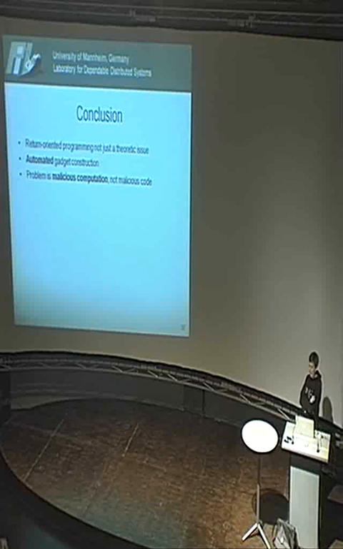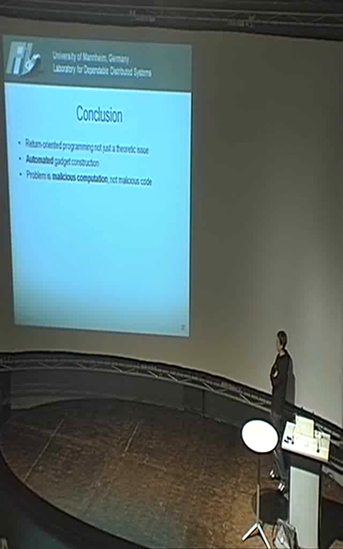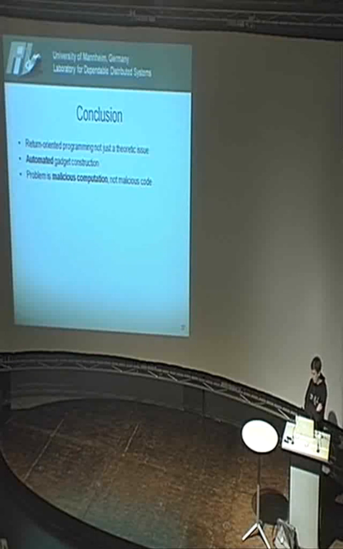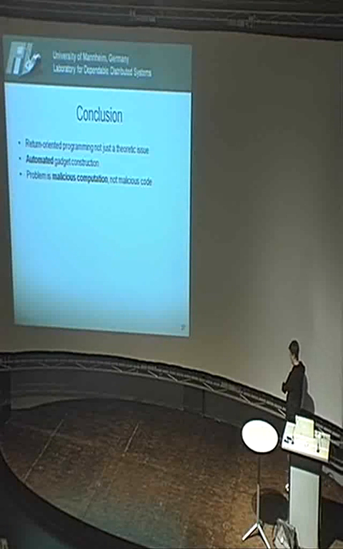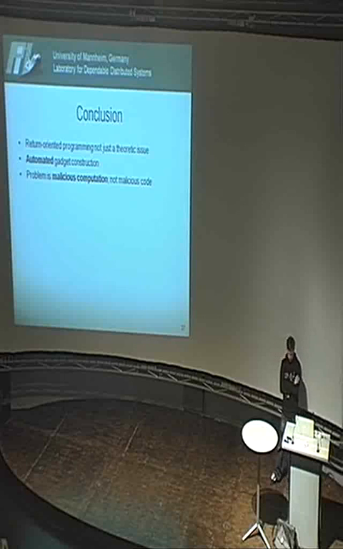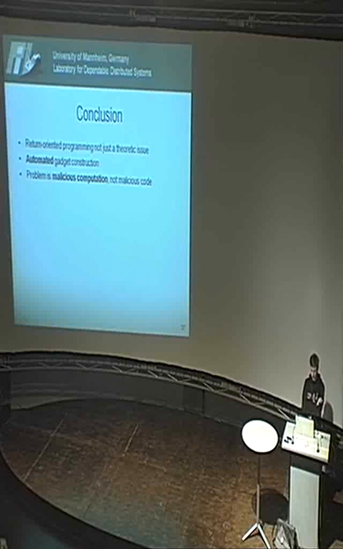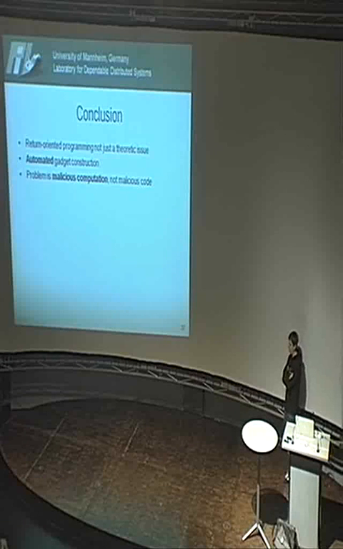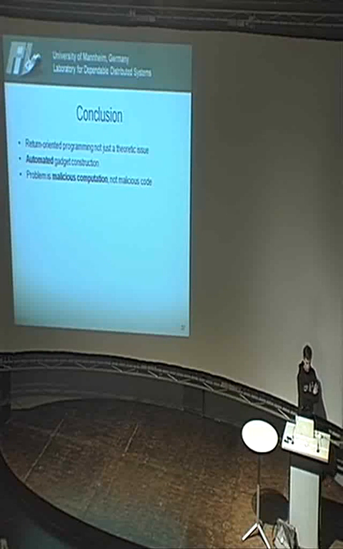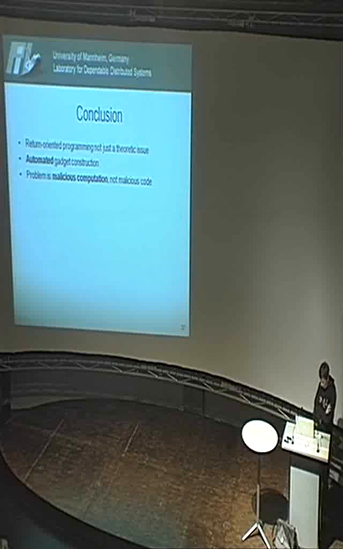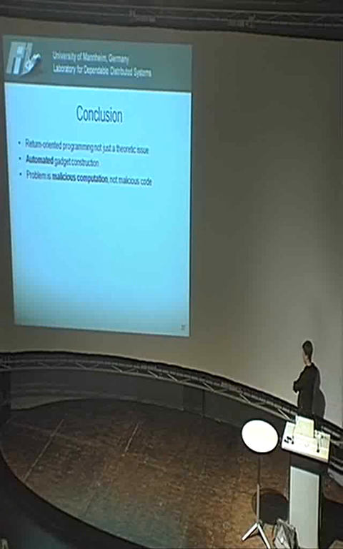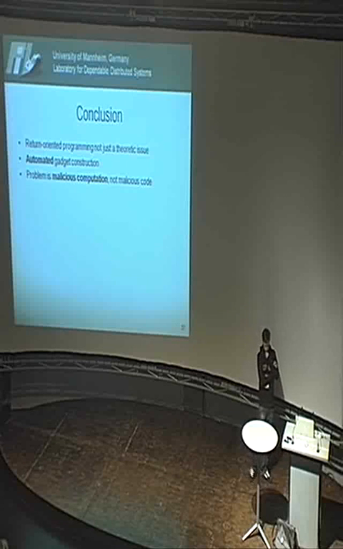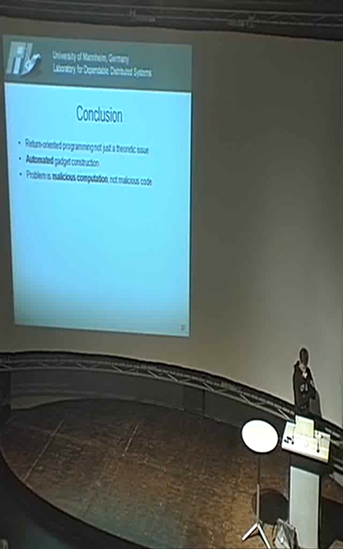So let's come to the conclusion. We've seen that return-oriented programming is not just a theoretical thing. It is actually possible to create real return-oriented code just as comfortably as you can create any other code. And we have shown that it is possible to have automated gadget construction, and that the amount of code within memory which you can abuse is usually so big that it's not a huge problem to automatically create these gadgets, even by using very simple assumptions.